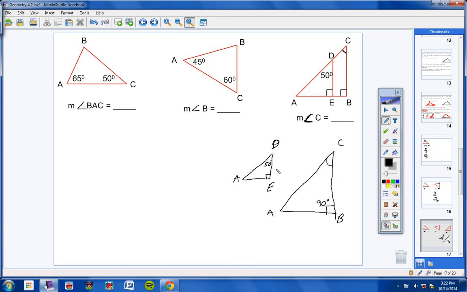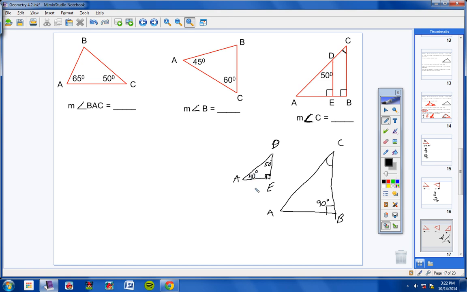However, if you go to your smaller triangle, notice we have a little angle here. Okay, that's 90. So if we have a right triangle, then we know our two non-right angles, our acute angles, have to add up to 90. Remember that corollary we learned? The two acute angles in a right triangle are complementary. So if this is 50, then this has to be 40.